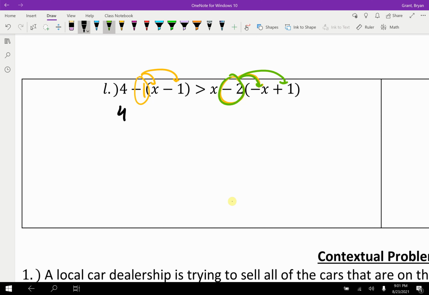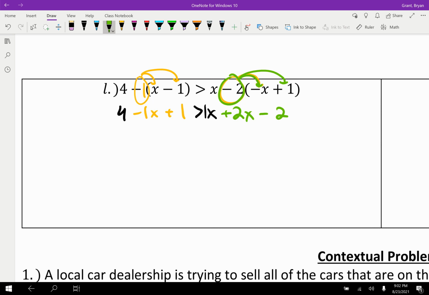So 4, this will become minus 1x. Negative times a negative is a positive. 1 times 1 is 1. Is greater than x. I'll put the 1 in front of the x. And this becomes negative times a negative is a positive 2x. Negative times a positive is a negative 2.